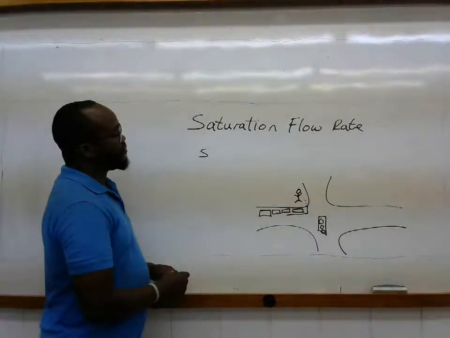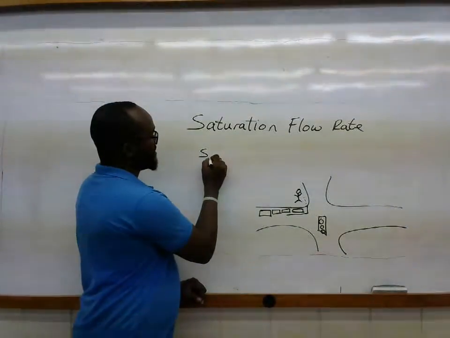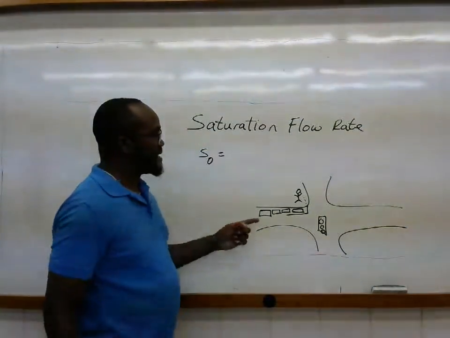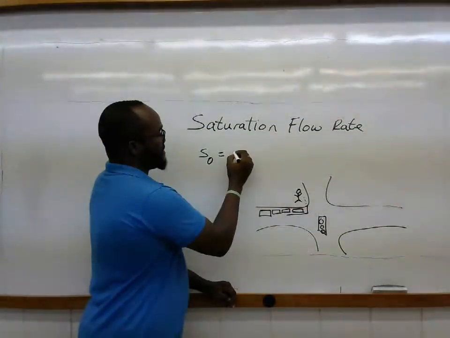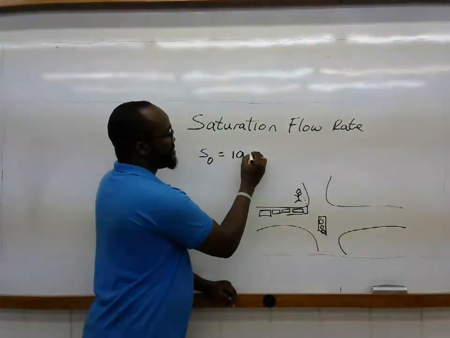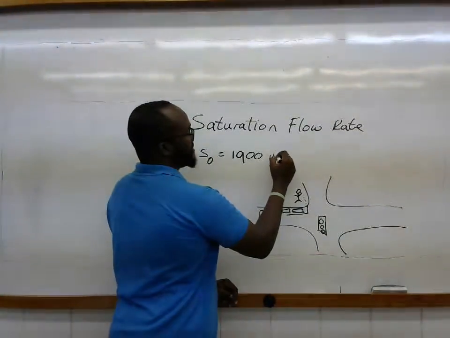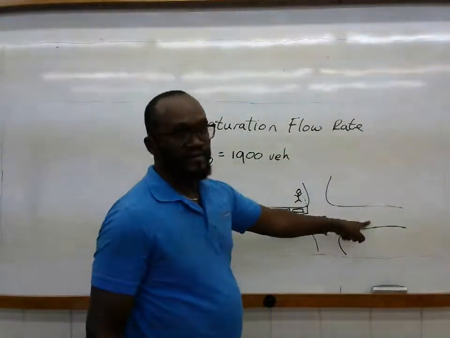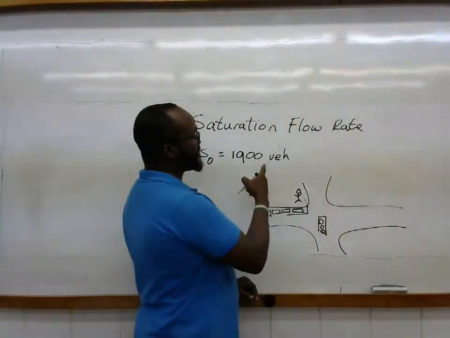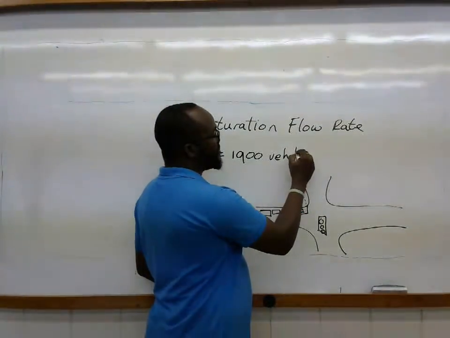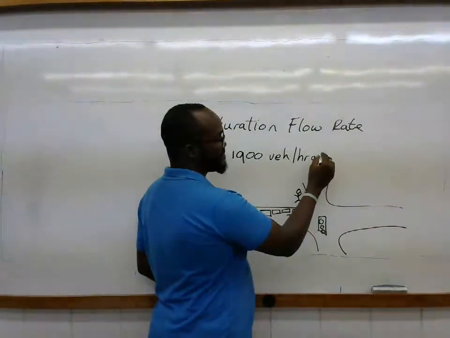Right? Now, why is the saturation flow rate important? Well, theoretically, S naught, based on geometrics and models, etc., it is estimated that on an arterial, 1900 vehicles can actually flow through an intersection uninterrupted. More specifically, saturation flow is represented by vehicles per hour green time per lane.